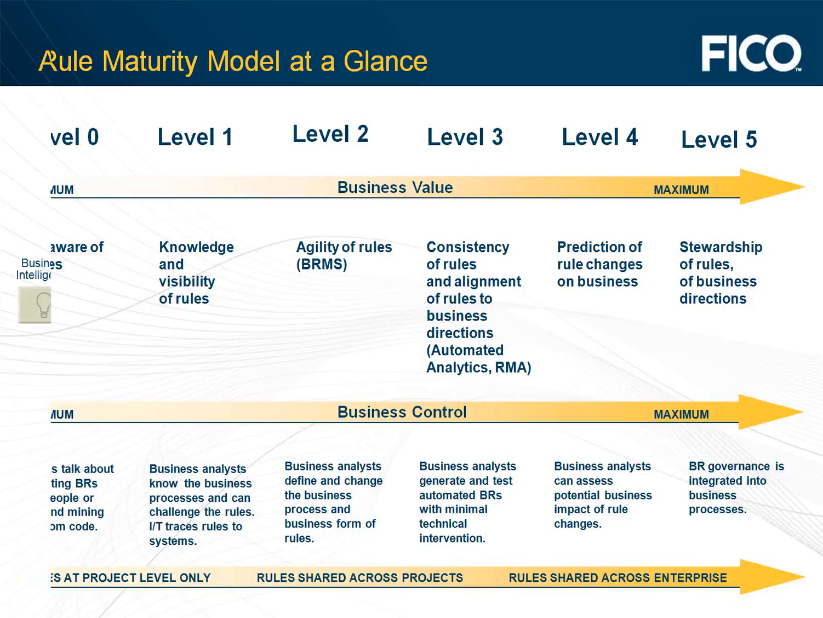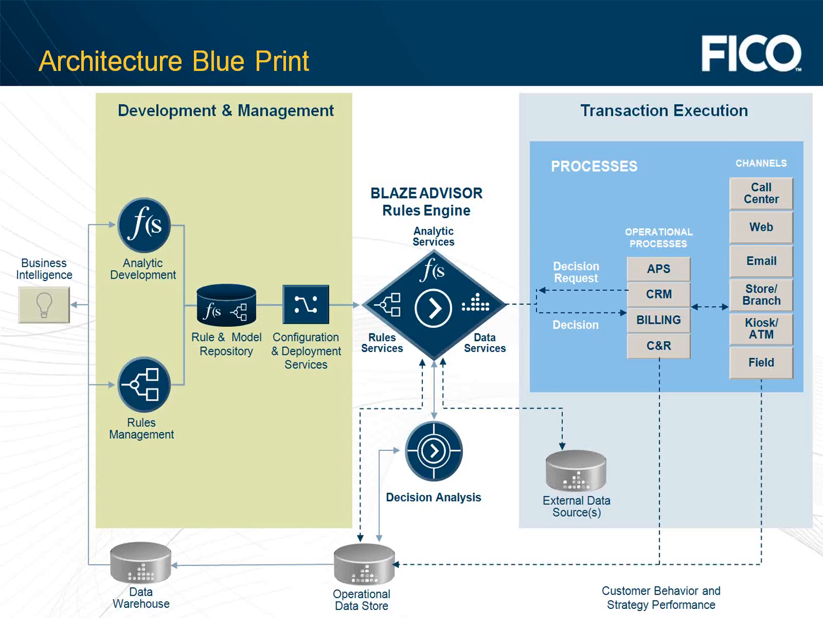The next slide is our architecture blueprint for adoption of business rules management systems. I can talk at length about this slide. I'm not going to do that. I try to keep it short. But what this slide shows is the diamond in the middle. And the diamond in the middle is where we actually execute the business rules.